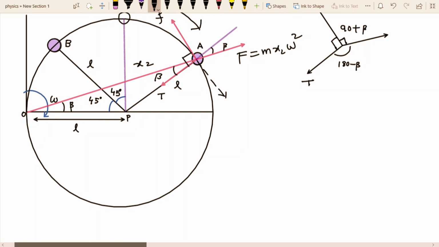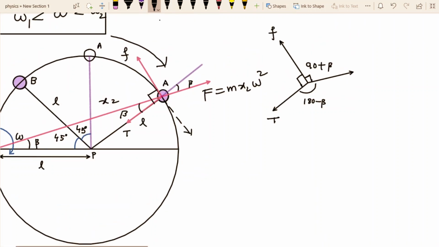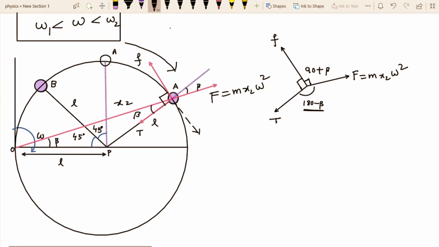So now let us see how to get the angular velocity omega. So here F is m x2 omega square. You already know that. So this is the direction of the tension. Tension is directed towards the point P. So P is the point where the nail is fixed, and this is the tension direction. T is the tension direction. Okay, and see the angle between the centrifugal force and the tension. So that angle is 180 minus beta. You can clearly see that angle also.